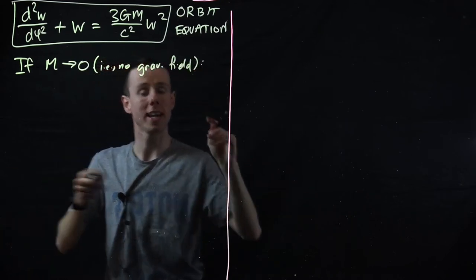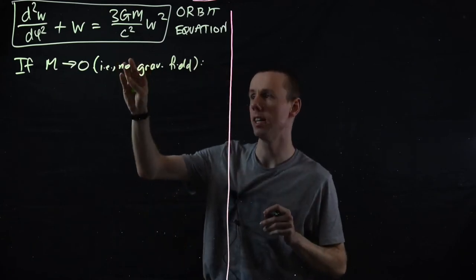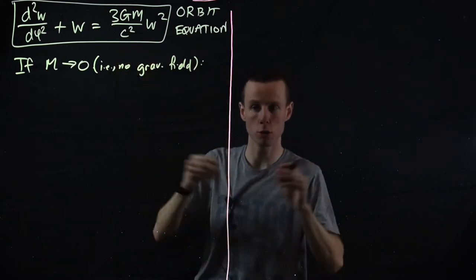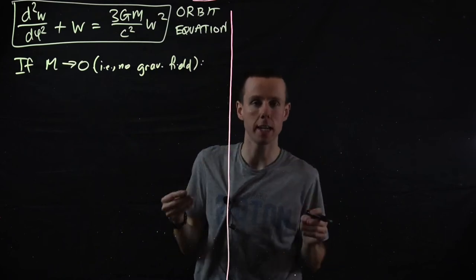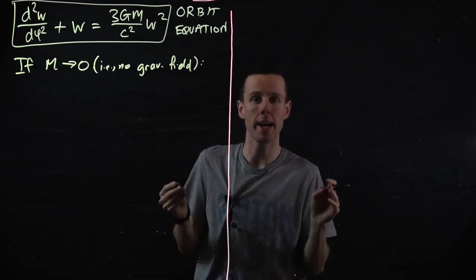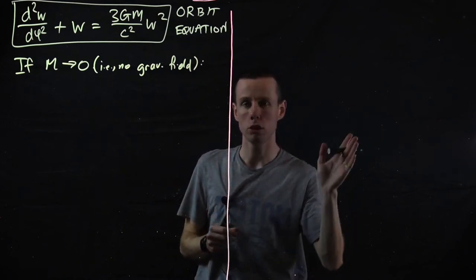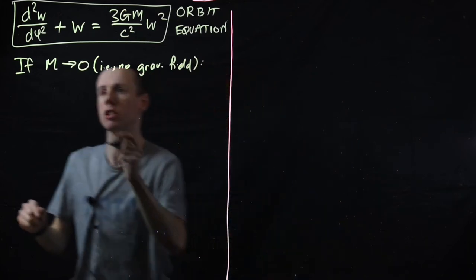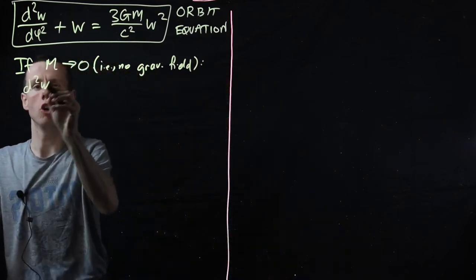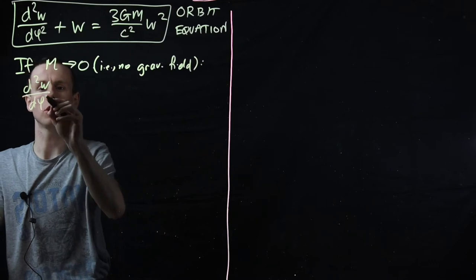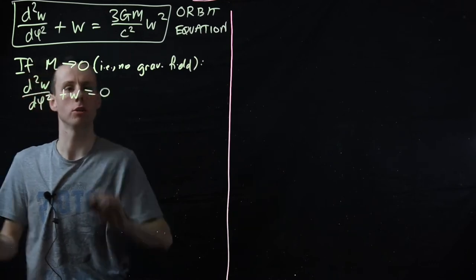And what we should expect in that case is that the solution is a straight line. If there's no gravitational field, then the space-time isn't curved, and we would expect the photons, the light, to just move in a straight line. Let's see if that's the case. So for M equals 0, our orbit equation just becomes d2w by d phi squared plus w equals 0.